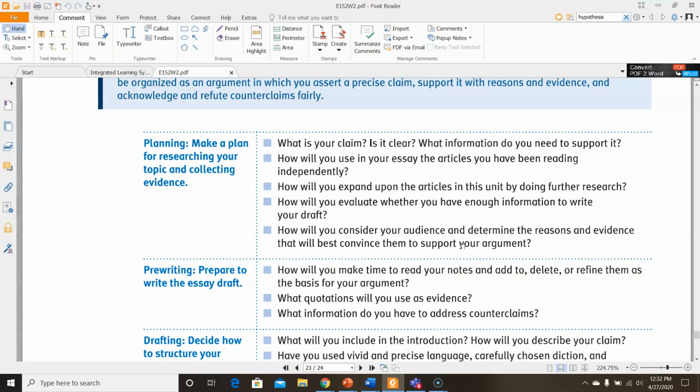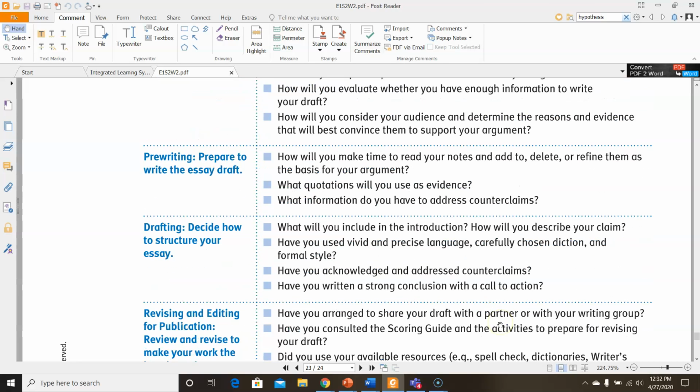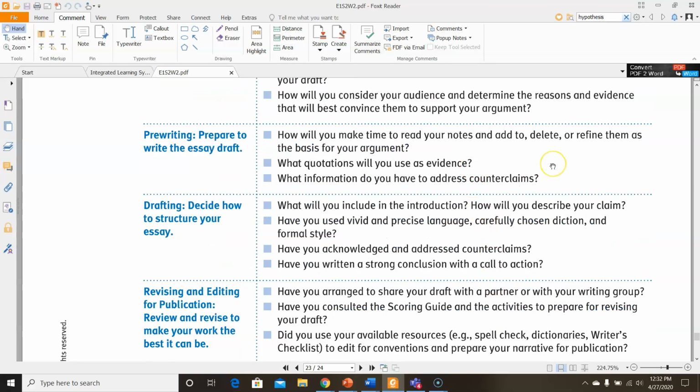So in the pre-writing phase, you're going to be asking yourself these questions. How will you make time to read your notes and add to, delete, or refine them as the basis for your argument? What quotations will you use as evidence? And what information do you have to address counterclaims? So you're going to be making sure you have evidence for both sides so that you can do that last one. And then make sure that you are using direct quotes from the information that you've pulled up.